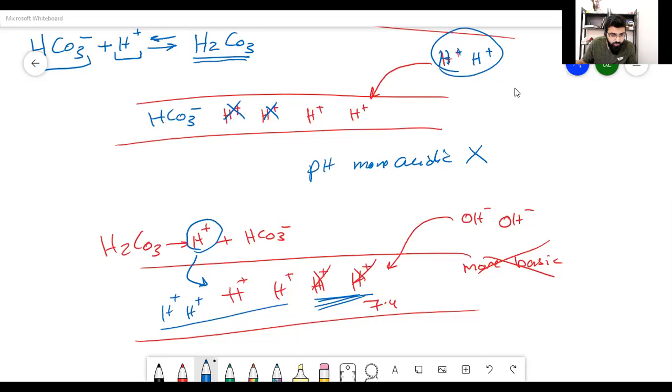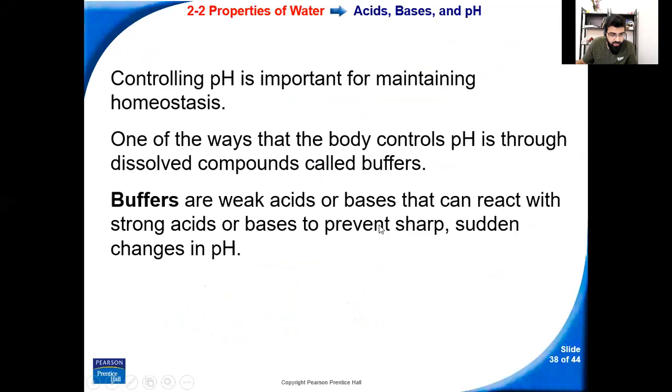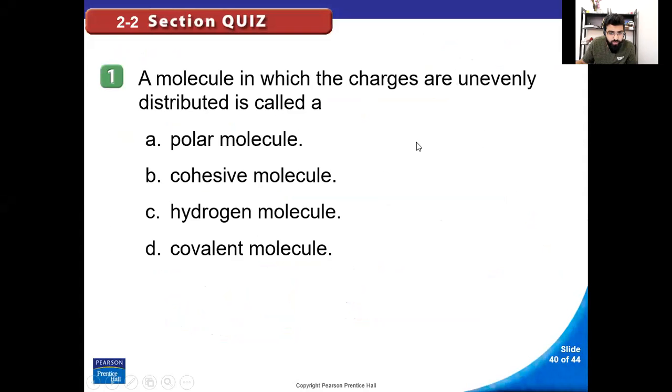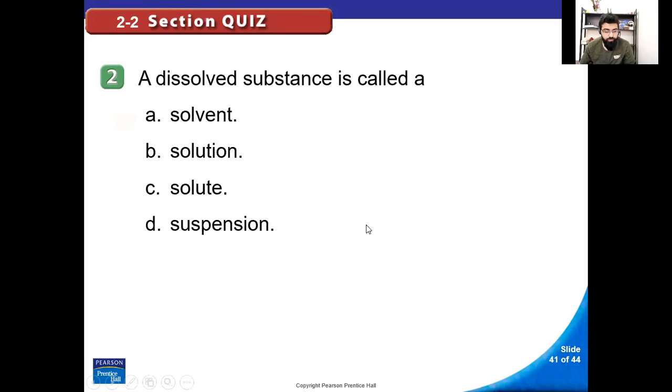Within a few seconds, we want you to answer in the chat, please. This quiz, quickly, in the chat, give me the answer for the first one. A molecule in which the charges are unevenly distributed is called? The answer is, oh, all of you are correct. Excellent. A. Okay, question number 2. Please write the number of the question beside your answer. Question number 2. A dissolved substance is called a dissolved substance.